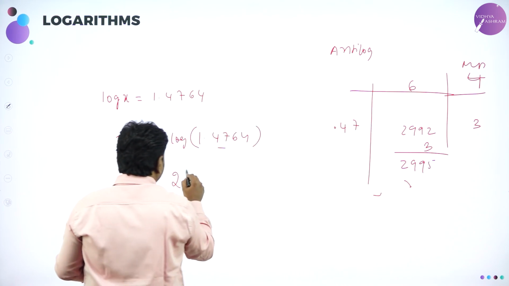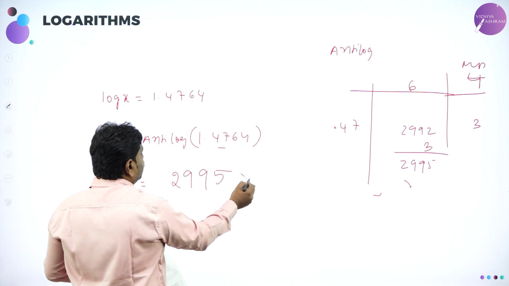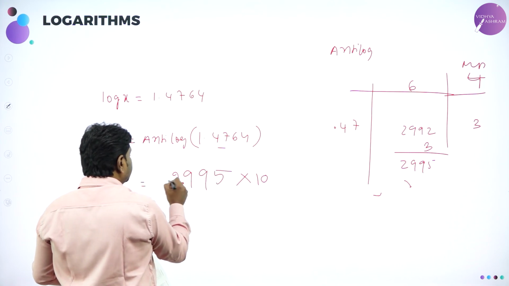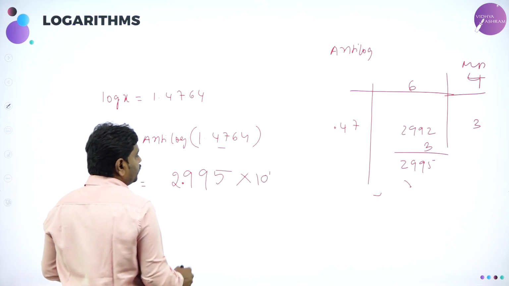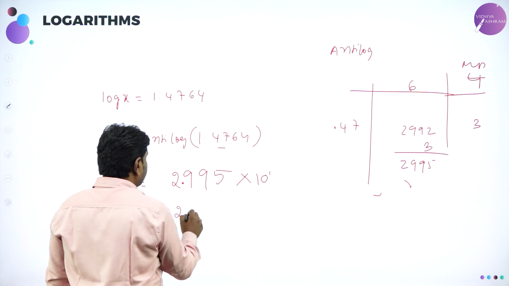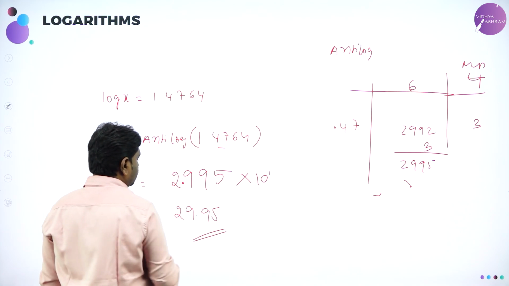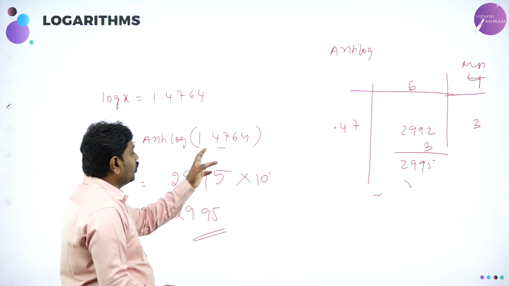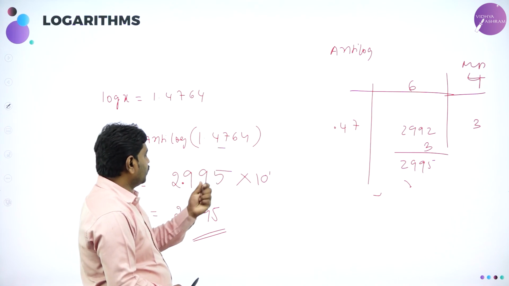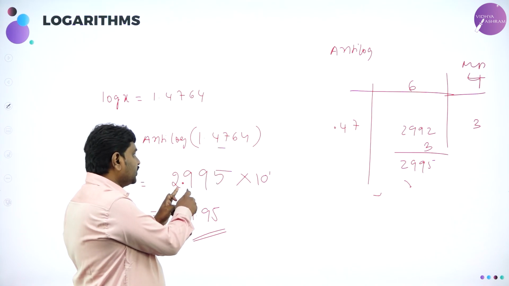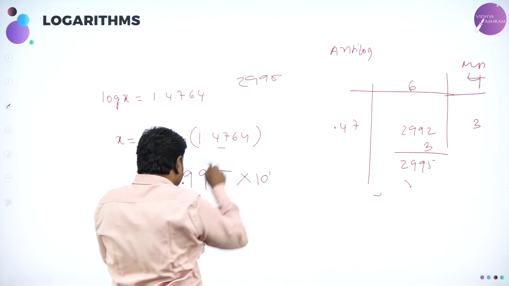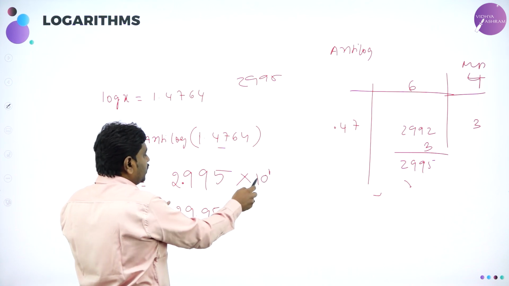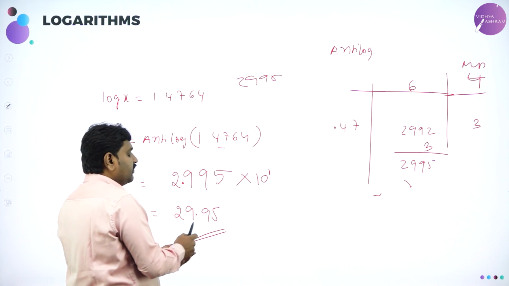2995 into 10 power whatever you get here. After the first digit only you should put the point, and 10 power 1. So now that will become 29.95 approximately. I hope all of you understood this. See how to find anti-log. 0.47 under 6 under 4, if you see, you will get this number. After the first digit you will get 2995. After the first digit you put the decimal and then into 10 power whatever the number is here. What is the number here? 1. So 10 power 1 means 10. If you multiply by 10, it will become 29.95 approximately.